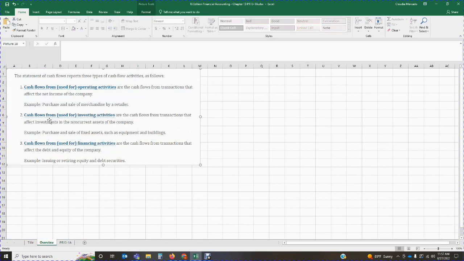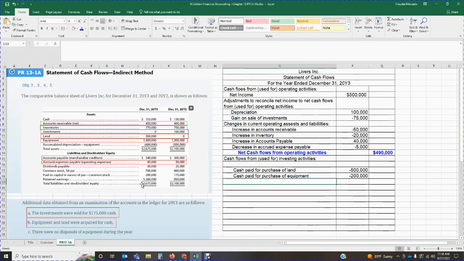Now let's look at this. It says purchase and sale of fixed assets. What else happened? Look at letter A. It says that we sold investments for $175,000. Investments is a fixed asset. So we have to record in our investing activities that we sold that investment, and we sold it and we received cash.